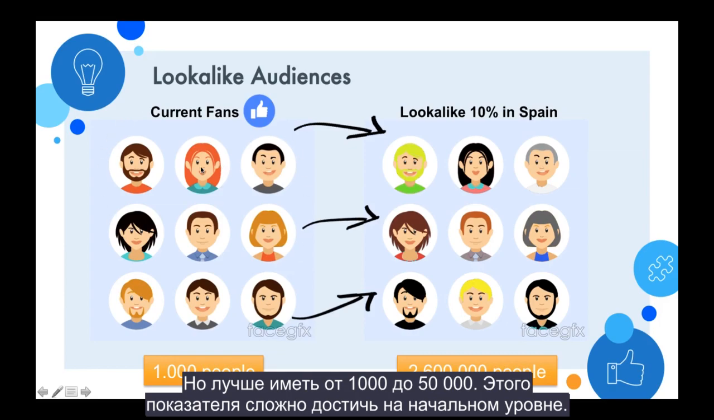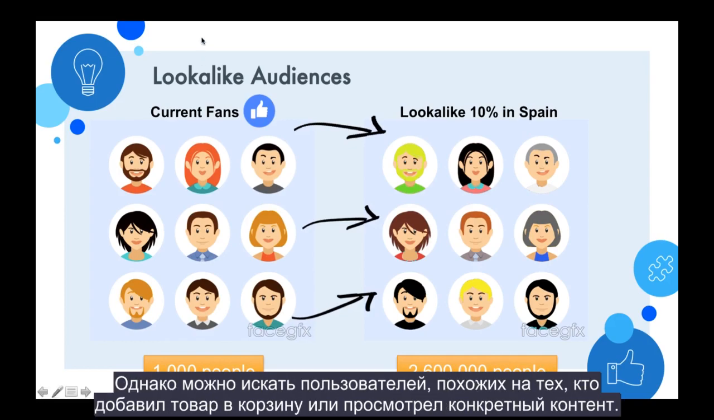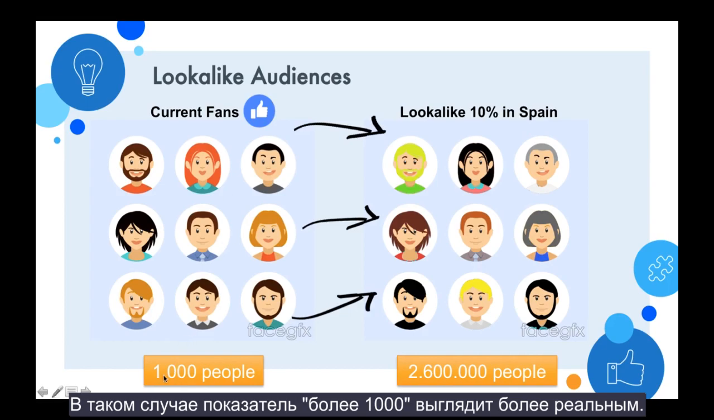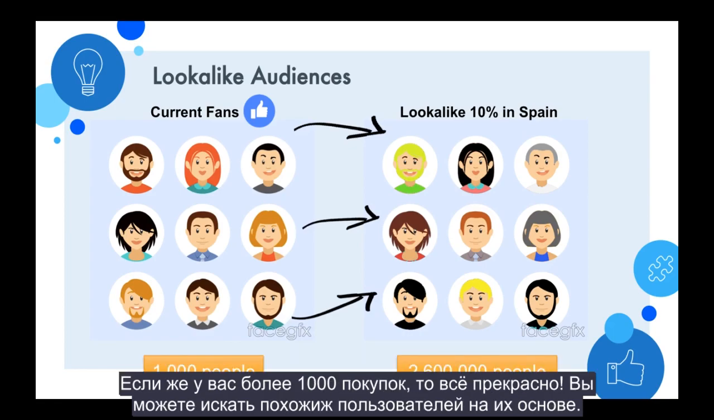Yeah, that is of course not that easy for you to reach if you're just at the beginner level. If you have just started with your e-commerce, for example, you don't have more than 1,000 people who have purchased. However, you could still build a lookalike on your add to carts, or on the people who have viewed a specific content. There it's easier for you to reach more than 1,000 people, and you'll already be able to apply a lookalike based on your view contents over the past 30 days or the last 180 days, a 10% lookalike based on your add to carts in the past 180 days. And if you have more than 1,000 people that have purchased, well, excellent, you could build it on them.